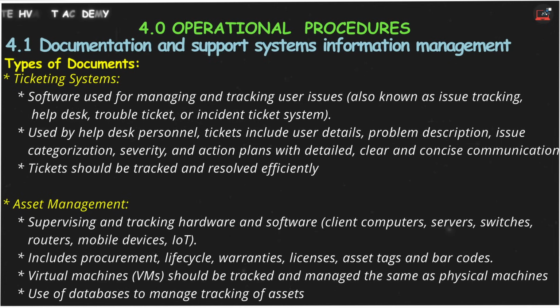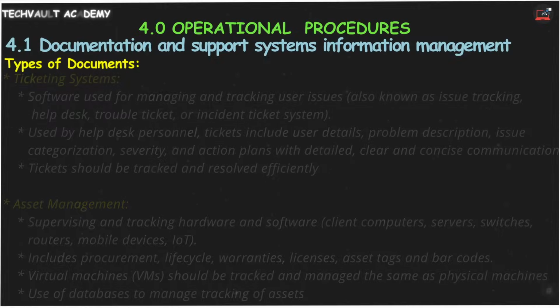Asset management is supervising and tracking hardware and software: client computers, servers, switches, routers, mobile devices, IoT. It includes procurement, lifecycle, warranties, licenses, asset tags, and barcodes. Virtual machines, VMs, should be tracked and managed the same as physical machines. Use databases to manage tracking of assets.